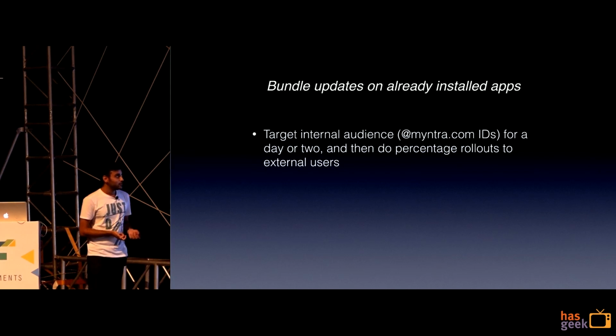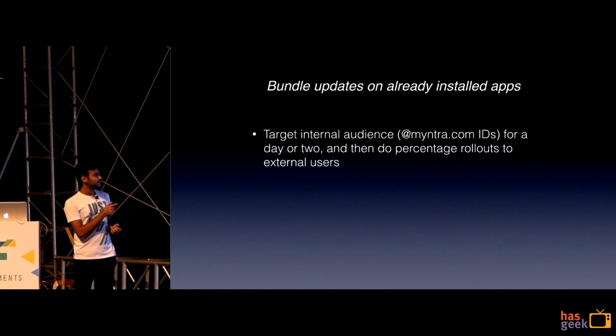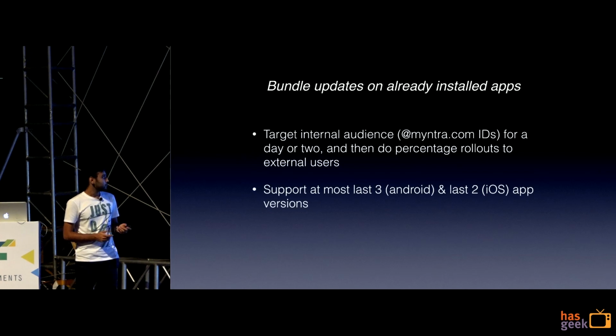So these are a few guidelines that we follow. For every new bundle update, we first target our internal audience, all the @myntra.com IDs, for a day or two, and once there is no bug reported by them, then we do a percentage rollout to our external users, 5, 10, 20 percent, using the bucket logic that we have, for example.